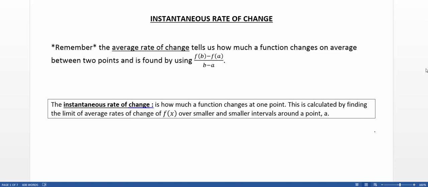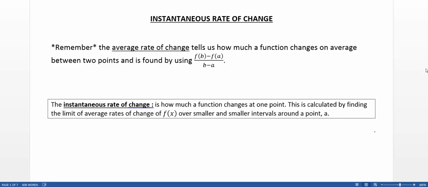Instantaneous rate of change. So far, we've looked at a couple different types of rates of change, and we said that part of the reason that we want to study change is that we want to be able to use functions to predict what might happen at a later time.